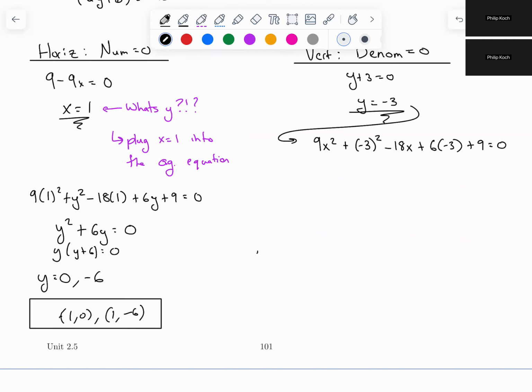But you get positive 9 minus 18 plus 9, so that goes away again. And we get 9X squared minus 18X is equal to 0. That's 9X times X minus 2 is equal to 0, which gives me X equals 0 and 2. So we have 0 comma negative 3 and 2 comma negative 3 because it's X comma Y.